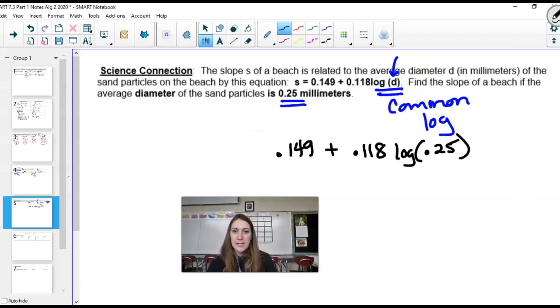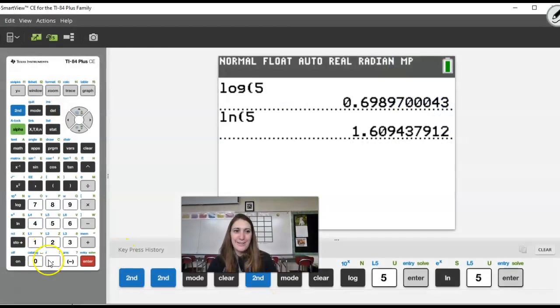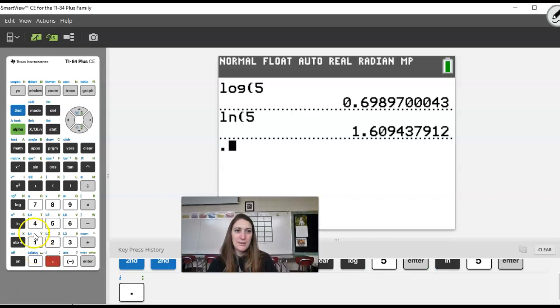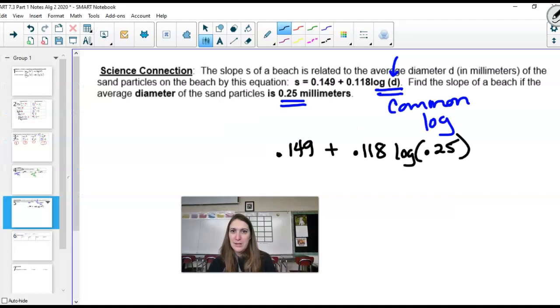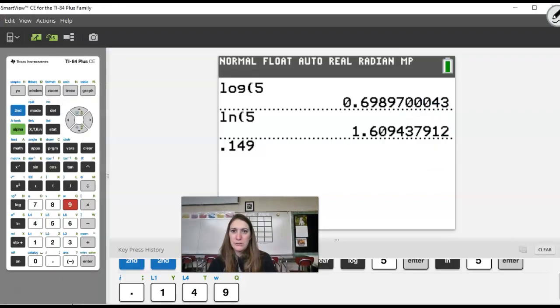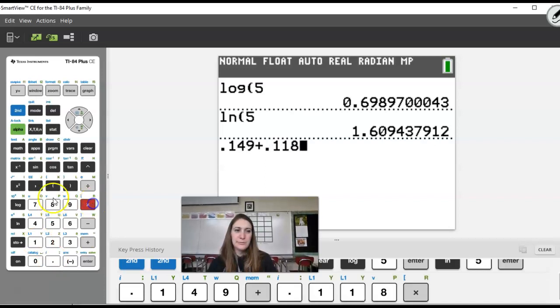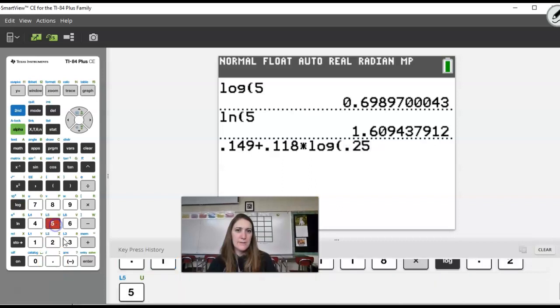Come on, this is where I need kids. Let's be honest, I need you guys all the time when I'm giving lessons. I can't imagine how many times I screw up. 0.118 log 0.25. You don't really need the multiplication symbol there, but it never hurts.